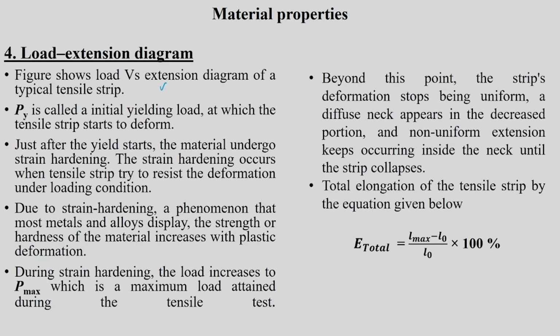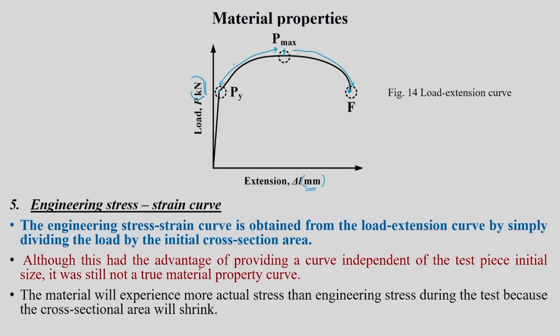Okay. So, just after the yield starts, the material undergoes strain hardening. That means when you cross Py, you will see that the material undergoes strain hardening in this region. Okay, strain hardening. The consequence of strain hardening is nothing but the load will keep on increasing with extension. The material becomes harder and harder when you extend, when you deform the material, right, because of strain hardening.